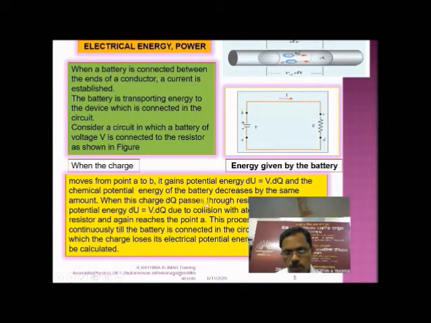When this charge dQ passes through the resistor, the small potential energy dU is equal to potential into small charge, lost due to the collisions, which is attracted by the resistors, and again reaches the point A. This process continues as long as the battery is connected to the circuit, and the energy the charge loses can be calculated.